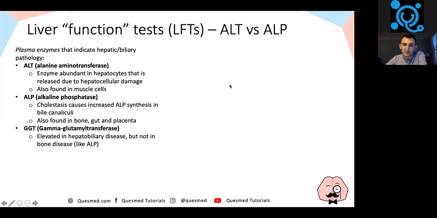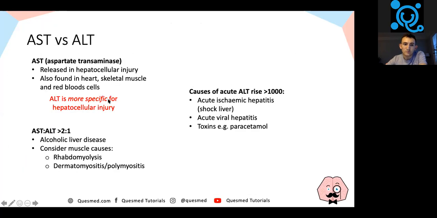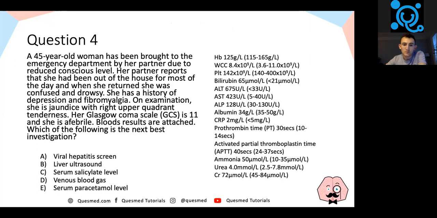And why is it not C in question 4? Question 4 is this one, and it's not C because you wouldn't take serum salicylate levels for acute liver failure, because salicylates tend not to cause acute liver failure.